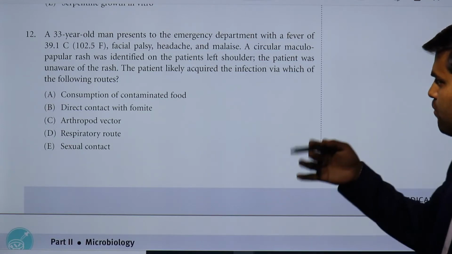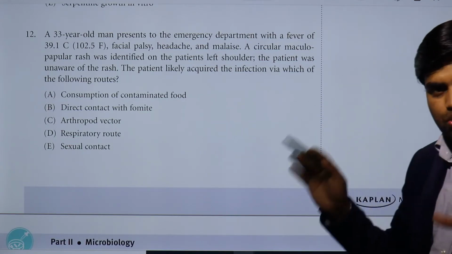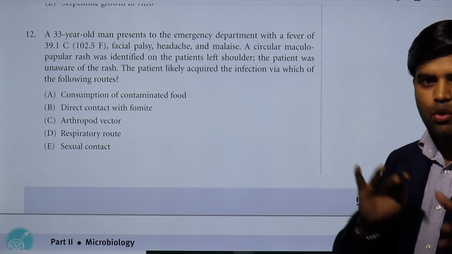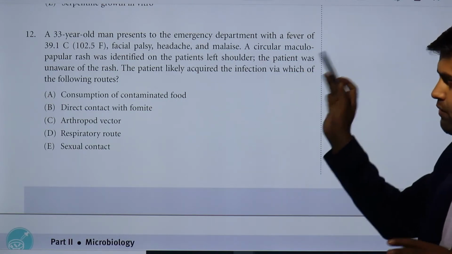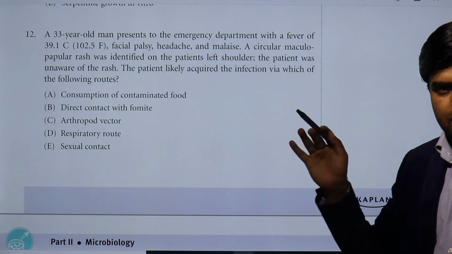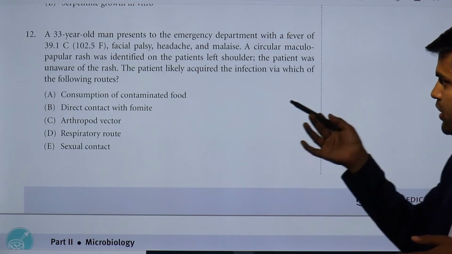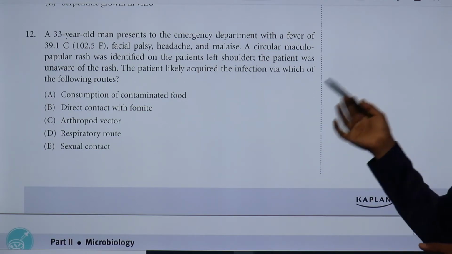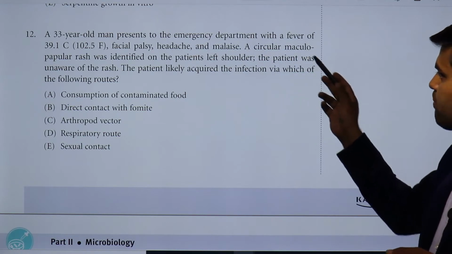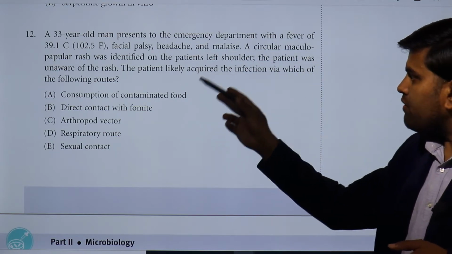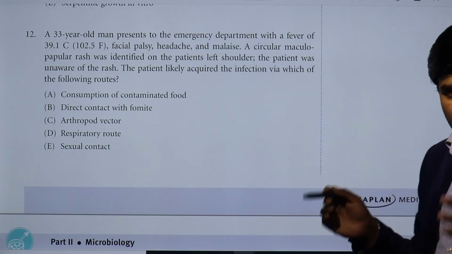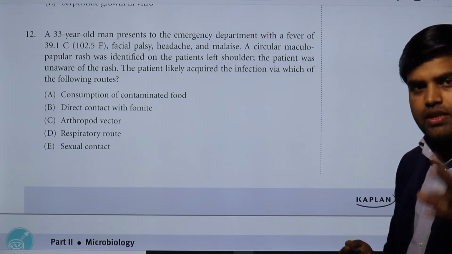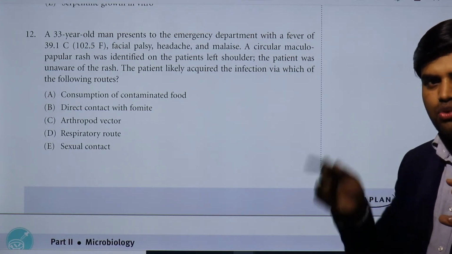Let me move forward. There must be something given to you to identify whether it is viral or bacterial. Fever, facial palsy, headache and malaise can be present in both bacterial and viral infections. But there must be something else. They are talking about a circular maculopapular rash identified in the patient on the left shoulder. So on the left shoulder there is a maculopapular rash that is circular in nature.